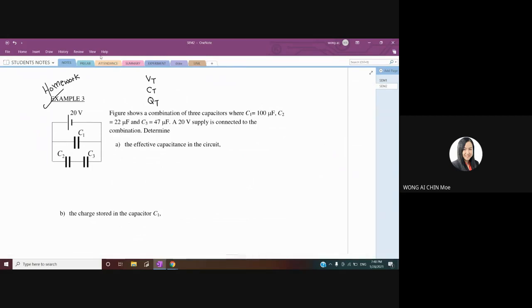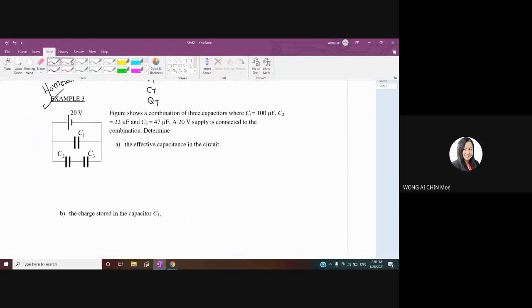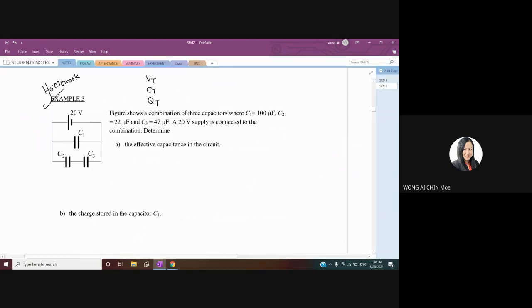What you should do is simplify it first. Here you see there's a junction, meaning that C2, C3 are in series. After that, you do the parallel. You do C2, C3 first in series, then you find the parallel. Okay, so this is your homework.